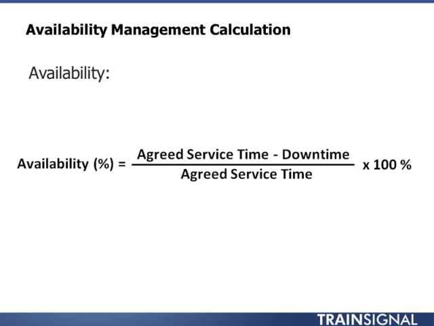Here's a calculation that demonstrates availability of a service. There's agreed-to service time minus downtime, divided by the agreed-to service time, expressed as a percent. Is the service available at 50%, 75%, 90%, or 99.99%? This is the algebra that defines availability. The question is, what is the agreed-to service time?